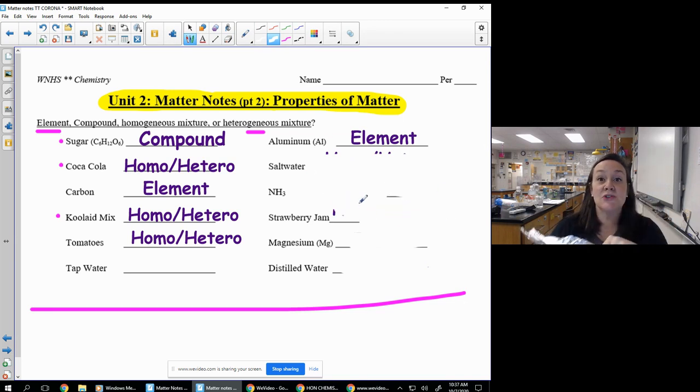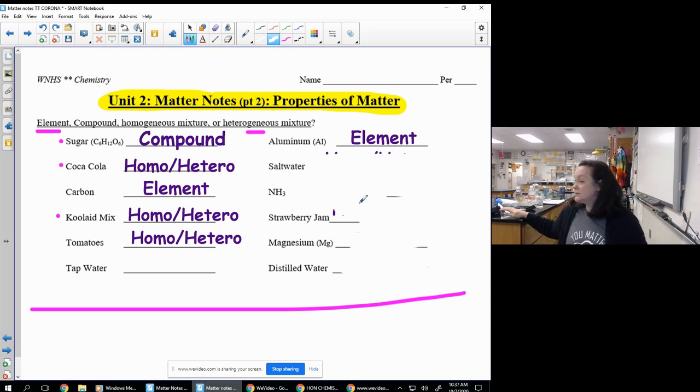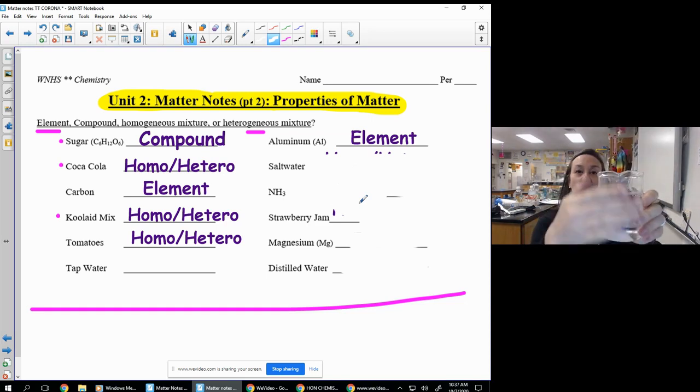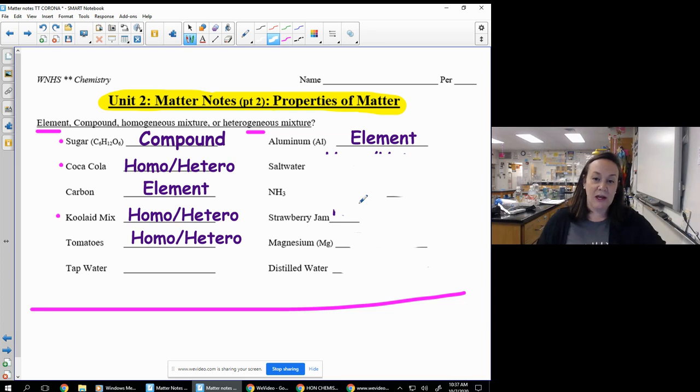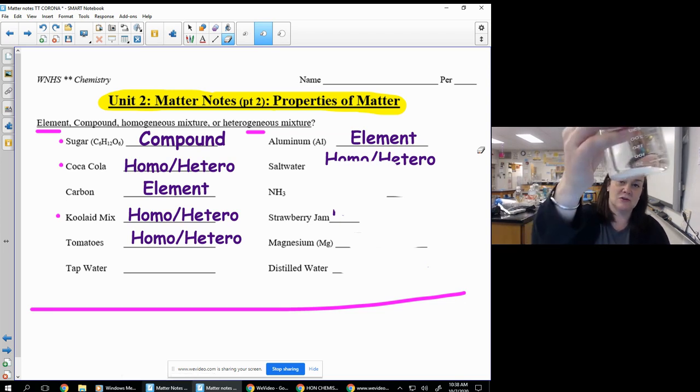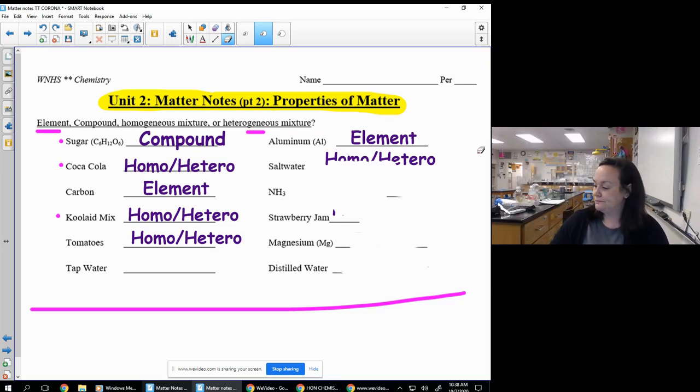The next one was salt water. Salt water depends on how you're thinking of it as well. Do you see salt water that still has salt in the bottom, or do you see salt water that is completely dissolved? Either way, it is a mixture, and it depends on what you kind of see going on there. So if it was homogeneous, that's nice, evenly dispersed salt water. You can't see the salt. It might be heterogeneous, though, if there's extra salt at the bottom.